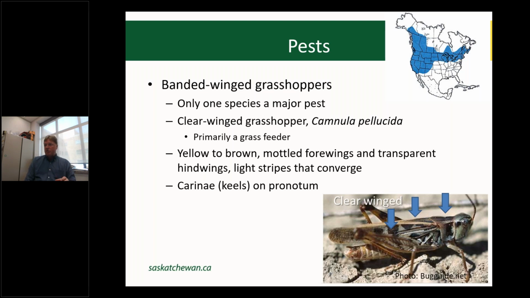They're not as big as two-striped or packards, so they're going to be in the inch range. Medium-sized grasshopper. Of course, it's a numbers game. They occur in very large numbers and can be very damaging. Another characteristic feature is the carinae, or the keels on the pronotum, and you can see that little ridge. You may not be able to see that without a field glass, but it's very distinctive of this animal. And you can see as well, this is a native. It does occur throughout North America, including large portions of Saskatchewan.